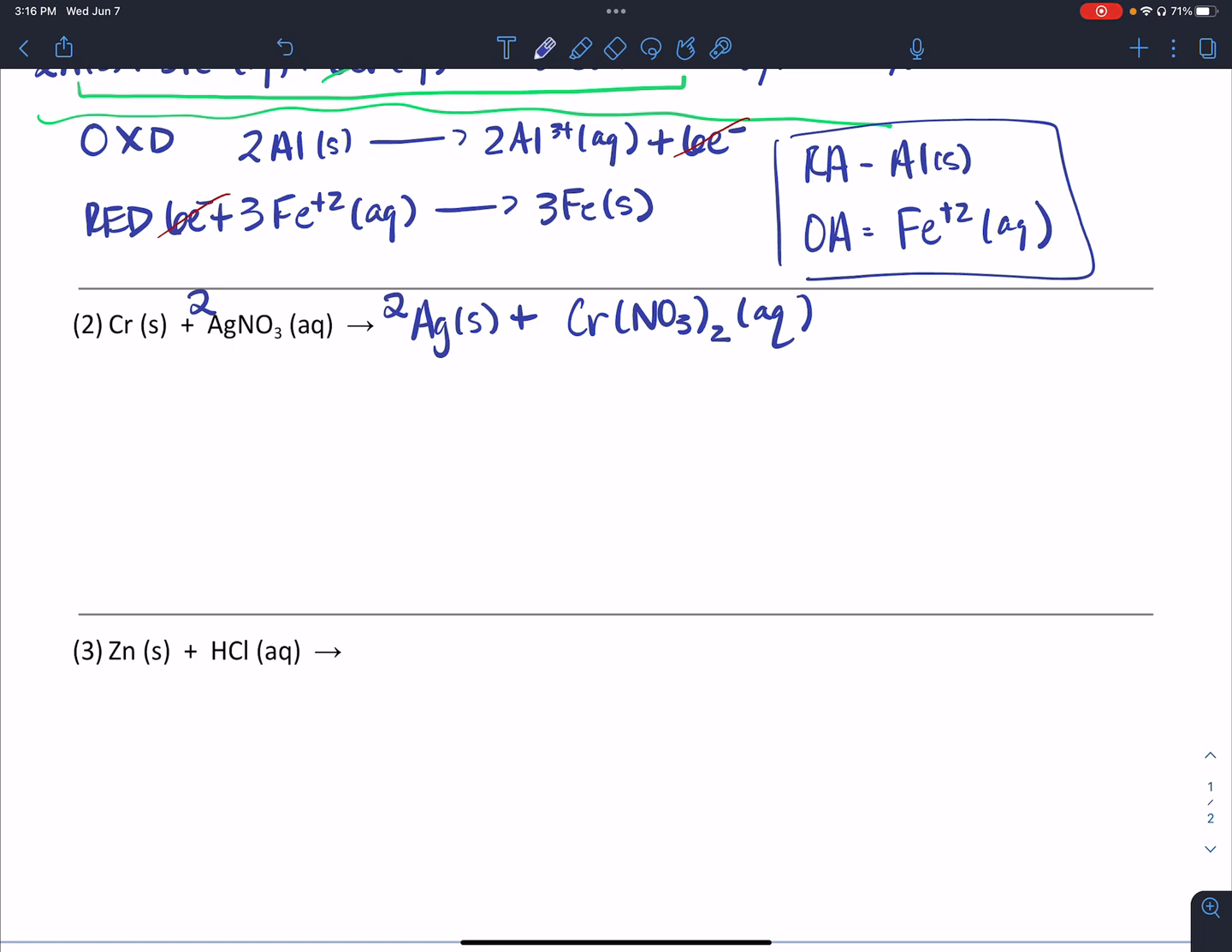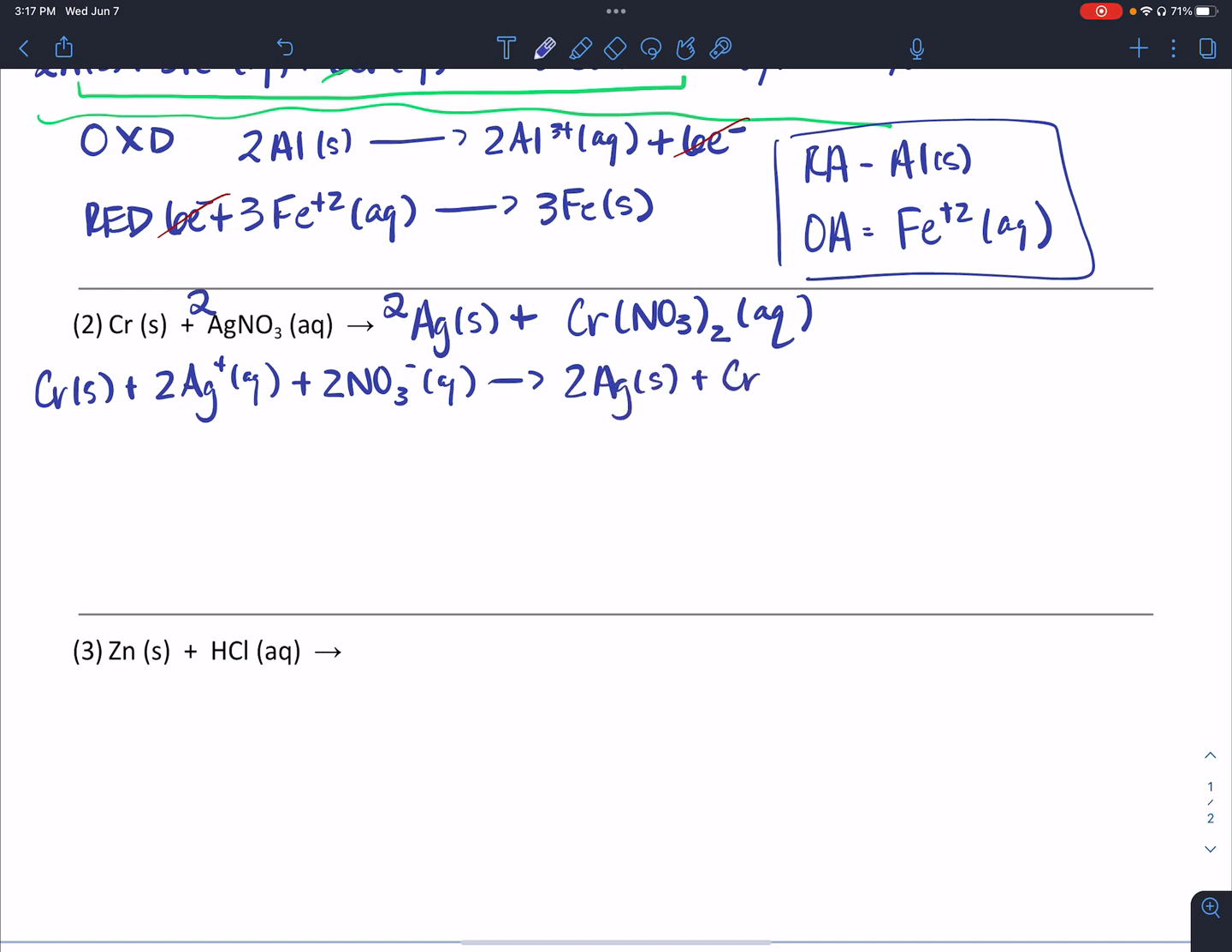All right, now it's time for my net ionic. So I've got solid chromium plus 2 silver ions plus 2 nitrate ions yields 2 silver metal plus chromium +2 aqueous plus 2 nitrates aqueous. All right, so there's my full ionic. If I check for spectators, I see 2 nitrates on each side, so those are going to go.